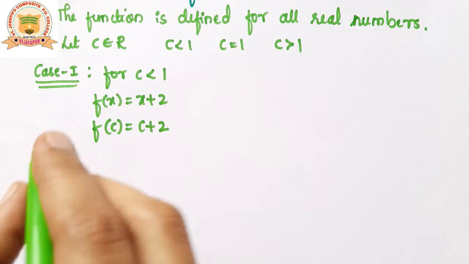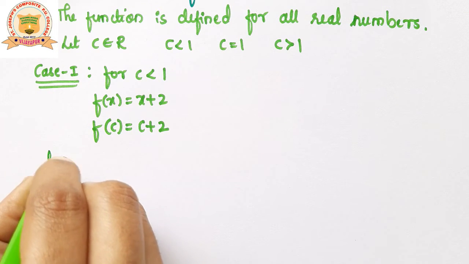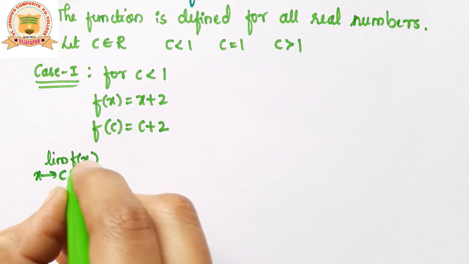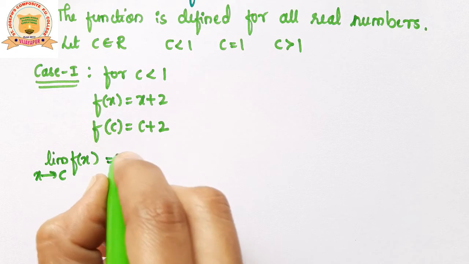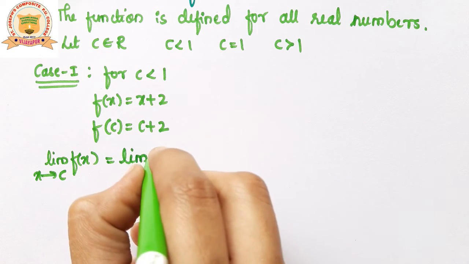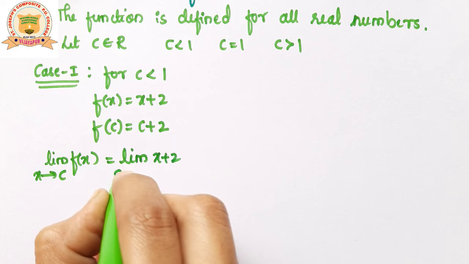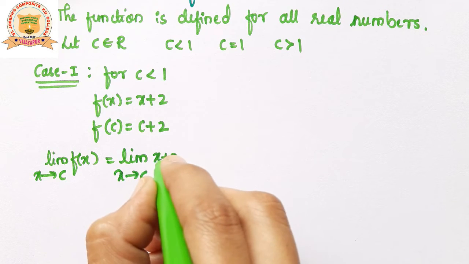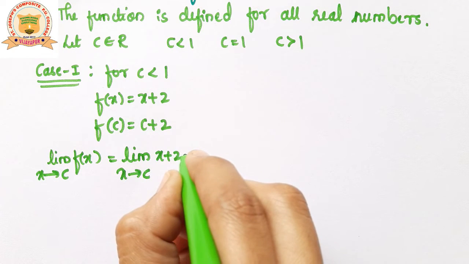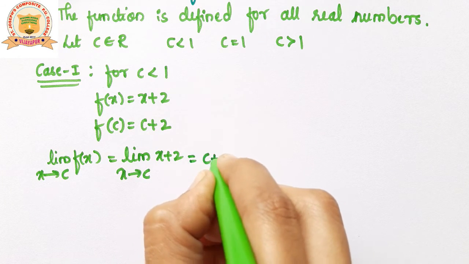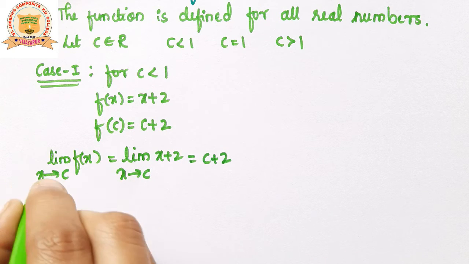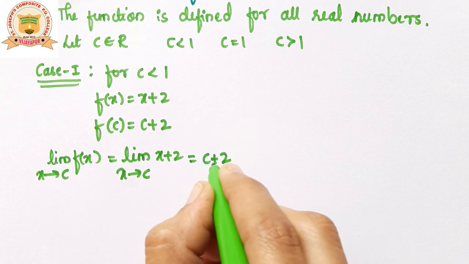Next we have to find the limit of f of x as x tends to c. Here c is less than 1. So what is the functional value for less than 1? For less than 1, the functional value is x plus 2 as x tends to c. As x tends to c, this polynomial tends to what? c plus 2. In place of x, substitute c. Therefore, limit of f of x as x tends to c is equal to c plus 2.